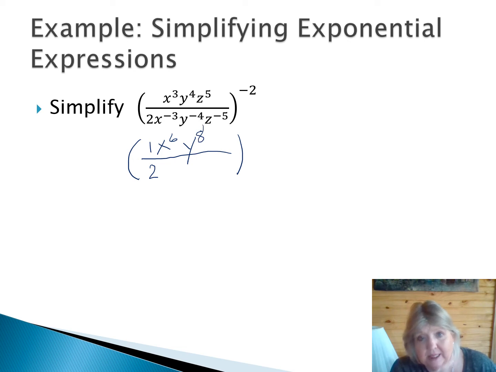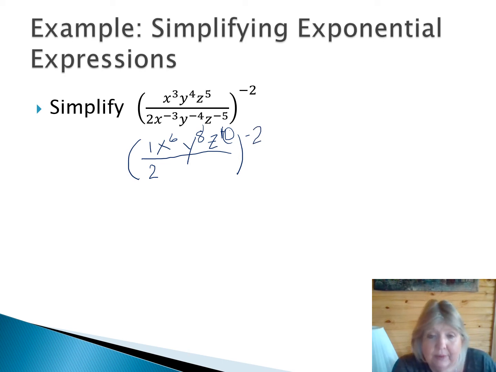Okay, then z is also greater in the numerator, the exponent is, so I'm going to put z in the numerator. And I'm going to subtract their exponents. 5 minus negative 5 is negative 10. Positive 10, excuse me. That is raised to the negative 2 power, though.